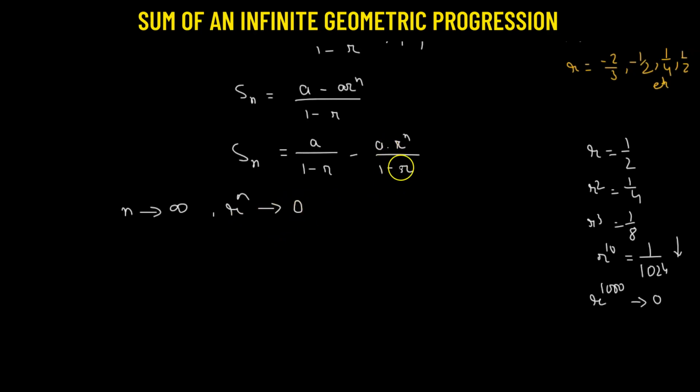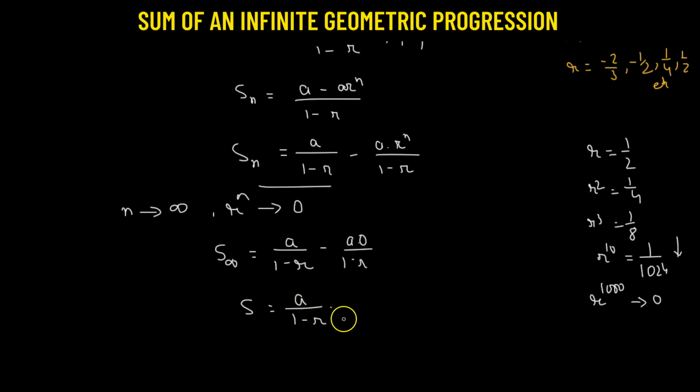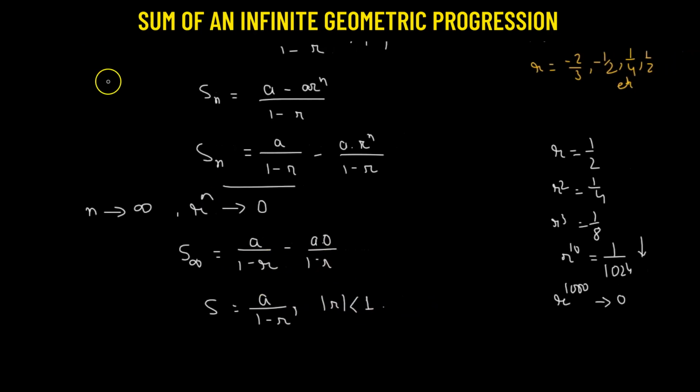Now that we have the value of r raised to the power of n, we can substitute it back into this equation. Then we have S infinity, the sum to an infinite number of terms. That's a over 1 minus r, minus a times 0 divided by 1 minus r. So we can simply say that the sum to infinite terms of a geometric progression is given by the formula a divided by 1 minus r, with the condition that the absolute value of the common ratio must be less than 1. So let's try to understand this idea with the help of a few illustrations.